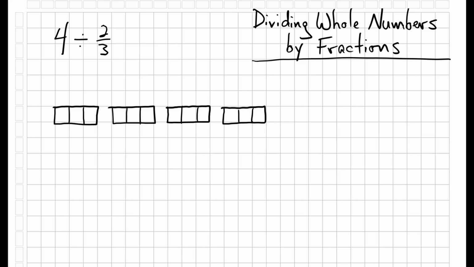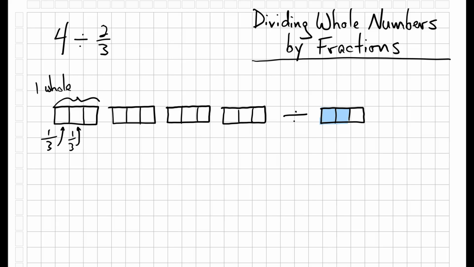Okay, so my 4 blocks here represents 4 divided by 2/3, and my 2/3 in this case is going to be represented by these 2 boxes here. So each of these large blocks represents 1 whole. That's 1 whole. And each of these small blocks represents 1/3. So that box is 1/3, that box is 1/3, and so on.